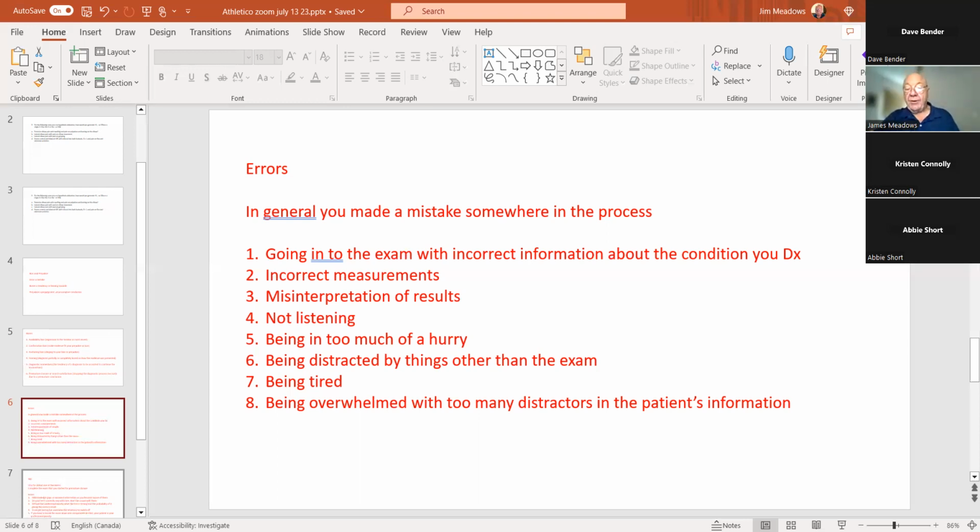You're in too much of a hurry for whatever reason. You'll be distracted by things other than the exam. You're tired. Or you're being overwhelmed by too many distractors in the patient's information. This happens a lot in the emergency room. A patient comes in with multiple injuries and they're complaining about the less serious ones, and the serious one is not being complained of, and that gets ignored. And that's what ends up killing the patient. So if you've got too many distractions in the information, too many sources of pathology, or they're talking too much and you're getting distracted by this, this can lead to problems as well.